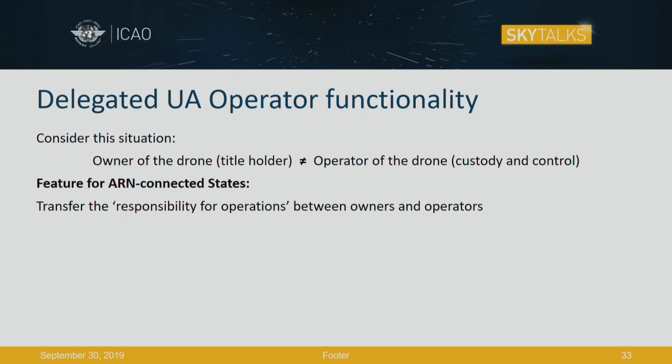So, first of all, the delegated UA operator functionality, I said I'd talk more about that. Consider a situation where the owner of the drone, or someone we'd refer to as the title holder, is not the same individual or entity operating the drone at that point in time, who has custody and control. So a feature for ARN connected states and for the individuals who are registered within those state systems would be the ability for them to transfer responsibility for operations between each other, from one individual or business to another.